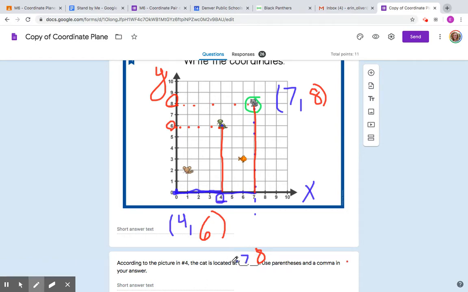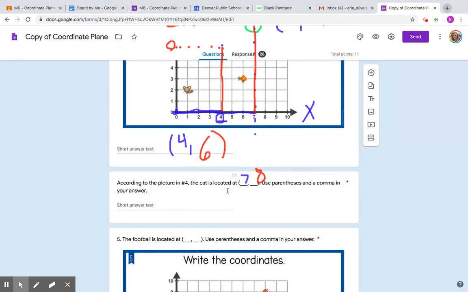And once again, you guys could have written a complete sentence for your answer. The cat is located at 7, 8. And I was just accepting 7, 8. So nice job if you wrote a complete sentence.